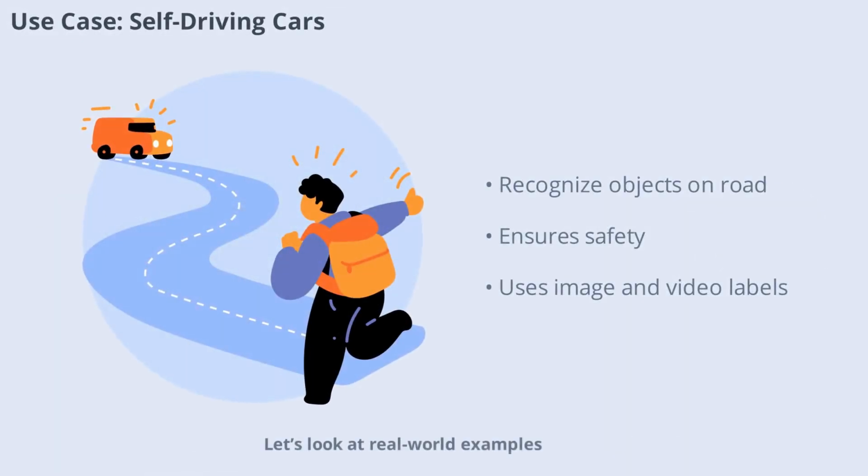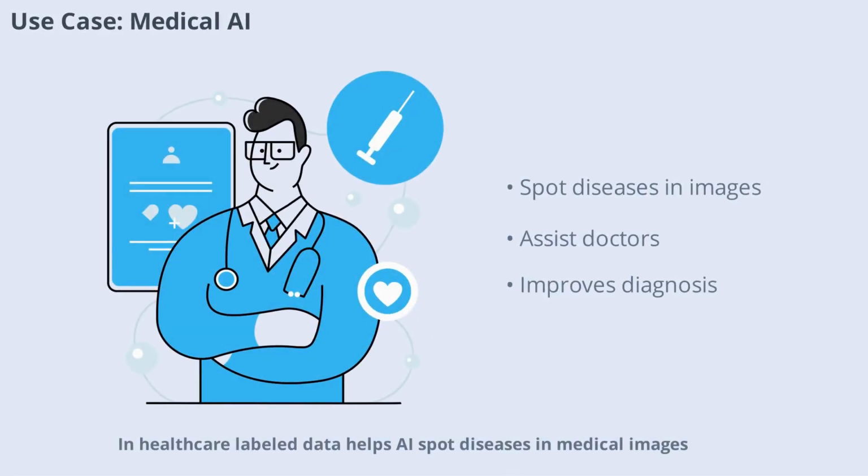Let's look at real-world examples. Self-driving cars rely on labeled images and videos to recognize pedestrians, traffic lights, and other vehicles. Accurate data labeling is what keeps these cars safe on the road. In healthcare, labeled data helps AI spot diseases in medical images like X-rays or MRIs. This assists doctors in making faster, more accurate diagnoses, improving patient care.